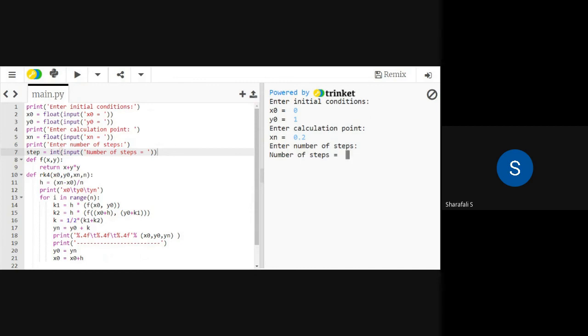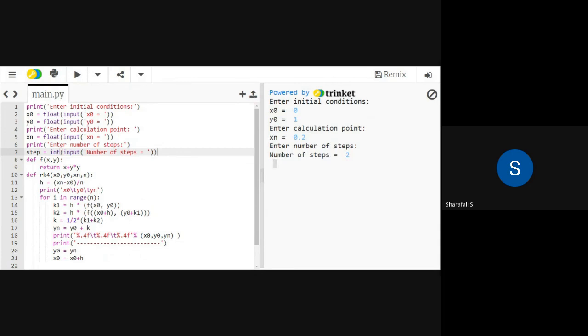in this case, from 0 to 0.2, right? The x value is changing from 0 to 0.2. So the number of steps will be 2, because I am considering h as 0.1. In the first step it will become 0.1, then it will become 0.2. So within 2 steps, we will get y of 0.2. So 2 steps. Then press enter.